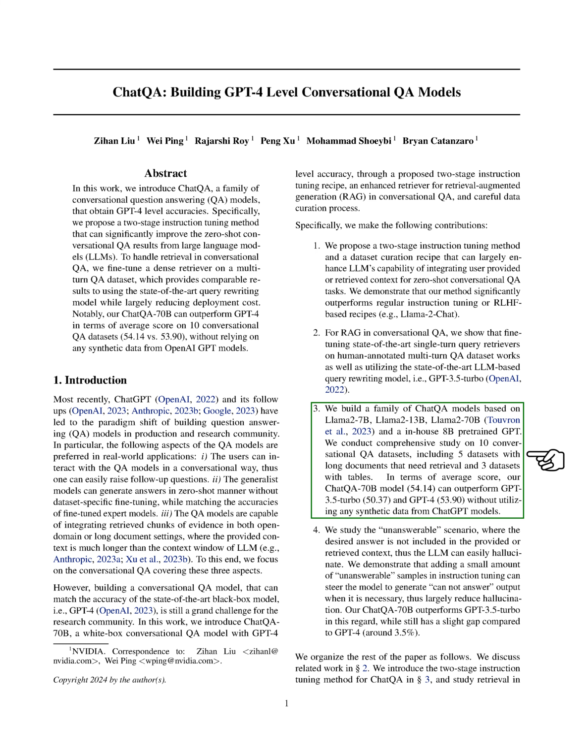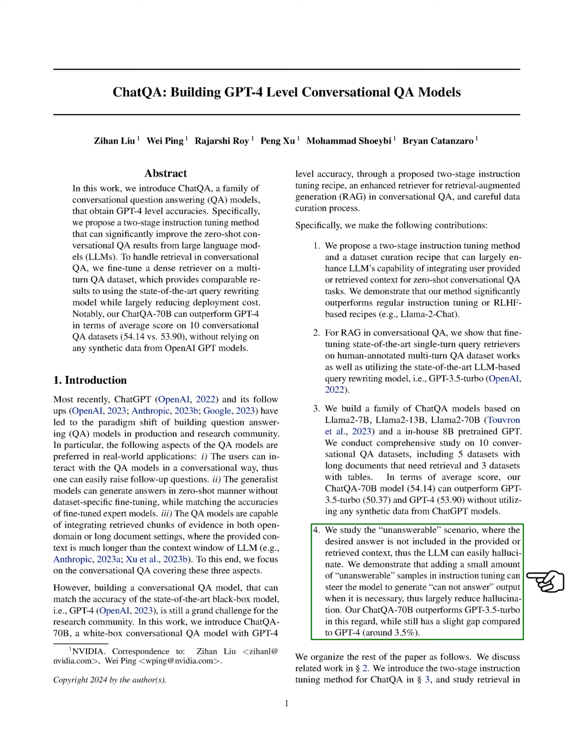We have built a series of ChatQA models and conducted extensive studies on 10 conversational QA datasets. Our ChatQA-70B model outperforms GPT 3.5 Turbo and GPT-4 in terms of average score, without using any synthetic data from ChatGPT models. We also explore the unanswerable scenario, where the desired answer is not included in the provided or retrieved context. We show that adding a small number of unanswerable samples in instruction tuning can guide the model to generate a cannot answer output when necessary, significantly reducing hallucination.